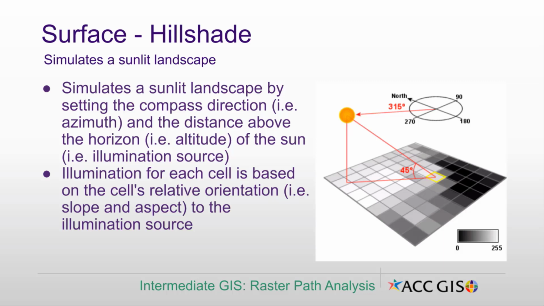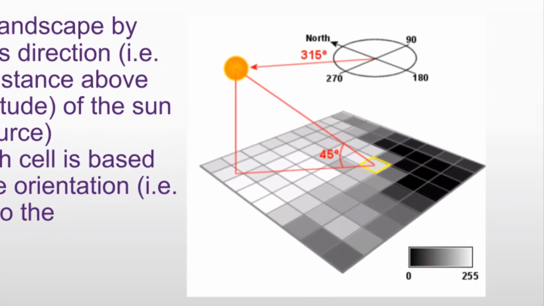And if you look at the example on the right, you can see I have my illuminated elevation raster source in which the sun is placed in the northwest sky at 315 degrees and at 45 degrees. And then it illuminates each cell based on the cell's relative orientation, which is slope and aspect, to the illumination source. And in this example right here, the darkest colors represent the areas that are in shade, and the lightest colors represent the surfaces that are really lit up by the sun.